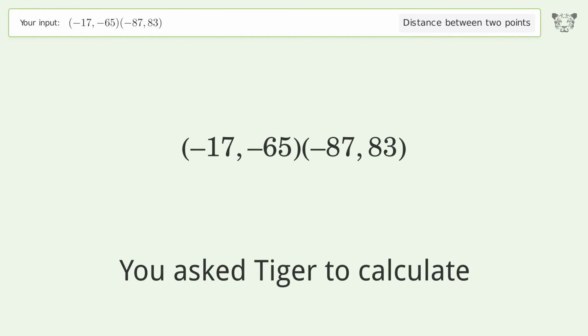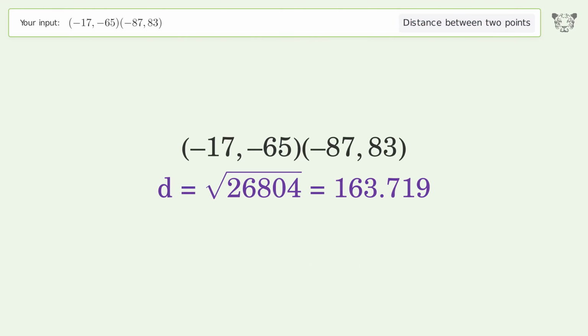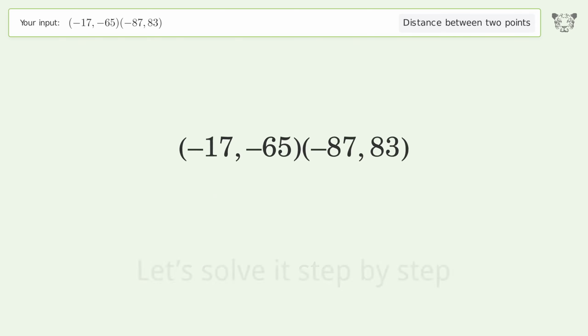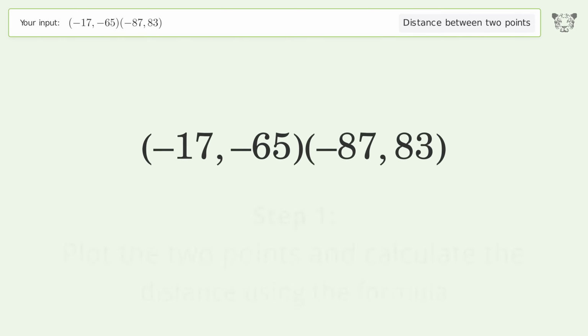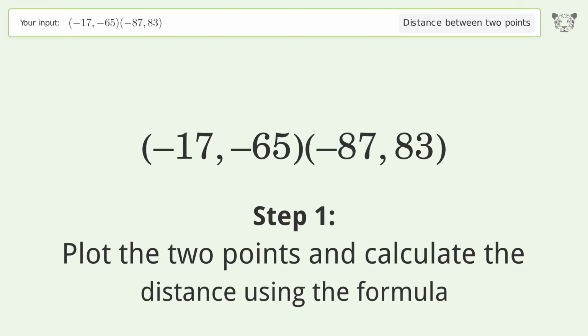You ask Tiger to calculate. This deals with the distance between 2 points. The distance between the 2 points is the square root of 26,804, or 163.719. Let's solve it step by step. Plot the 2 points and calculate the distance using the formula.